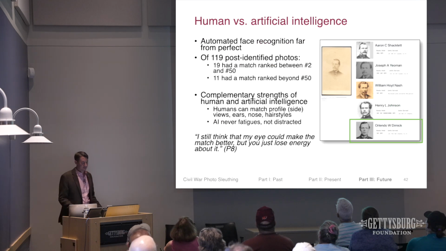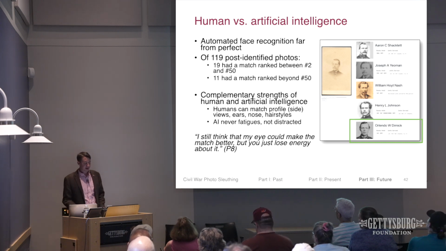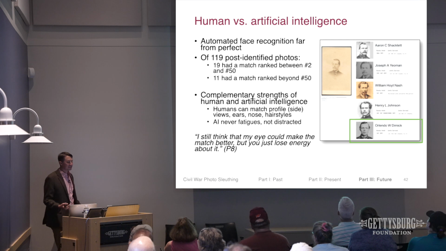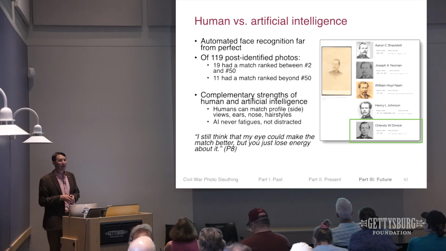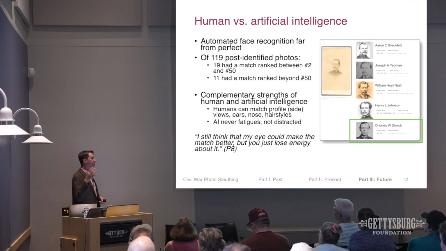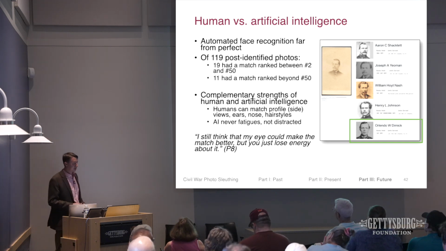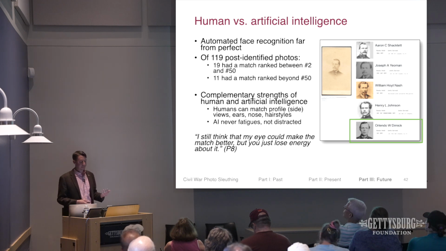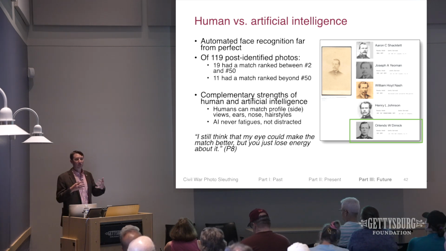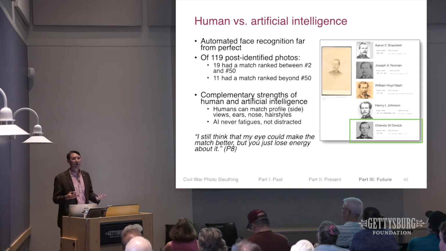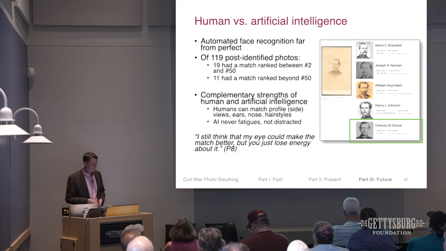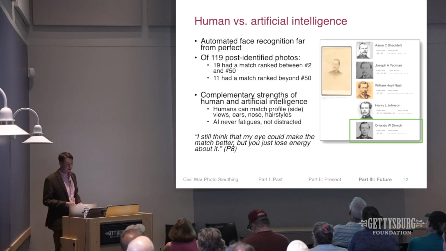However, there's complementary strengths. AI is not perfect, but it never gets tired. It never gets distracted. On the other hand, humans have their own complementary strengths. They can match profile views that are really hard for AI. In the 1860s, it was popular to get a photograph of the side of your head. Kind of weird today, but very popular back then. AI struggles with that. Humans are pretty good. Humans can look at ear shape, nose shape, skin discolorations or scars or hairstyles or facial hairstyles, all things that face recognition doesn't consider. One of our participants said, you know, I still think I could do the match better, but you just lose energy about it over time.